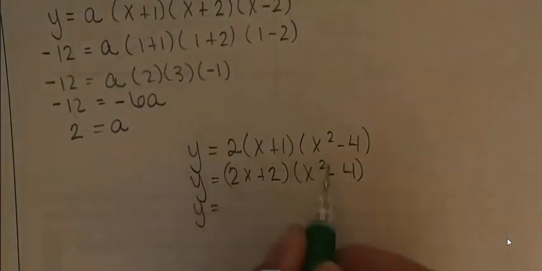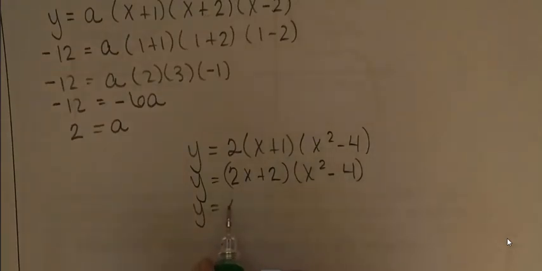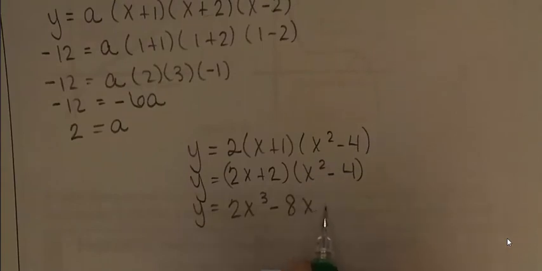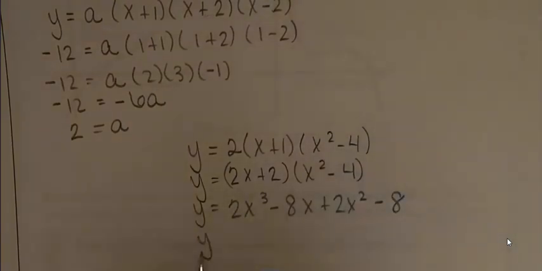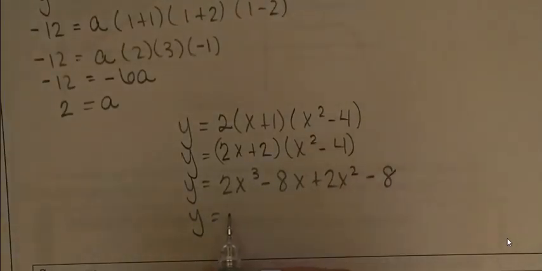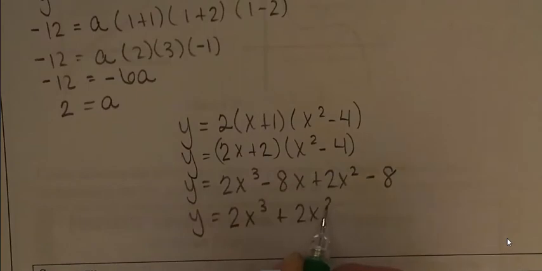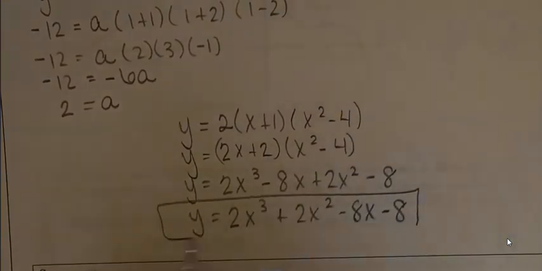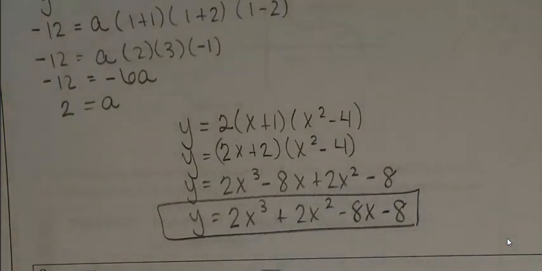And from there, I'll just go ahead and double distribute. And I'll rewrite it in descending order of degree. And there we go. That is one equation for this cubic equation having those roots and that point.